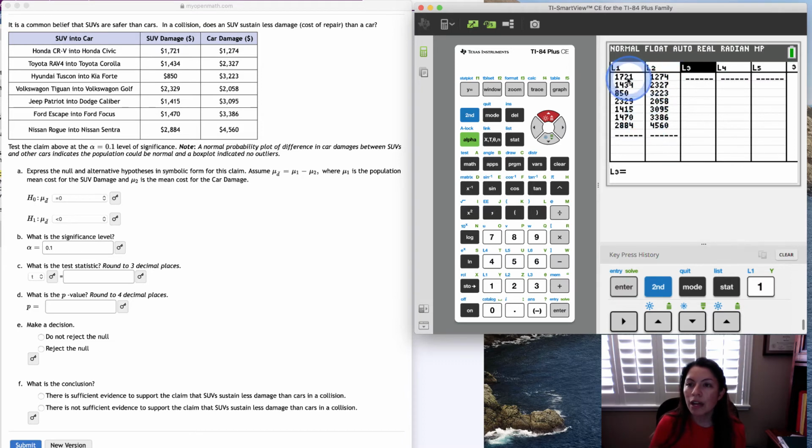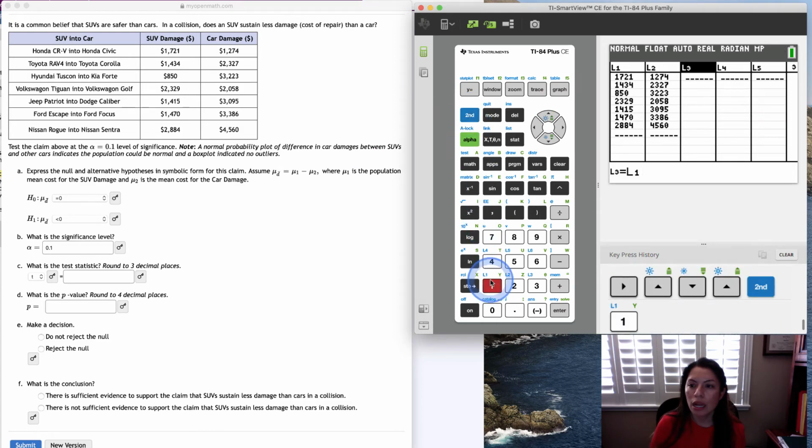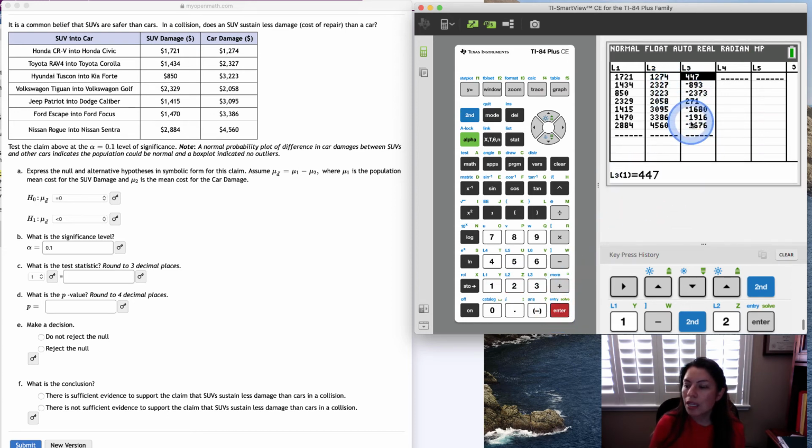Now let's go ahead and find these differences. Because I took mu sub 1 minus mu sub 2, I'm going to take list 1 minus list 2. So I'm going to do second 1, which gives me L1, minus second 2, which gives me L2. Now hit enter and I'll get all the differences. And don't worry about all those negatives. We just need them to run the test.